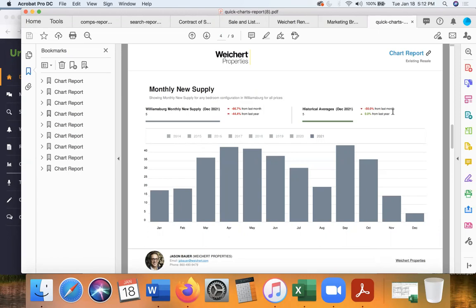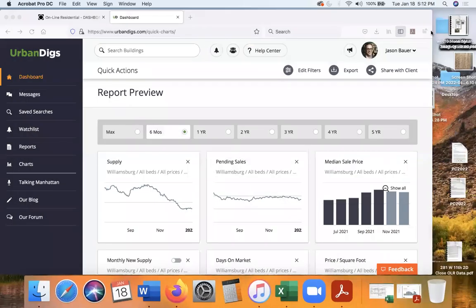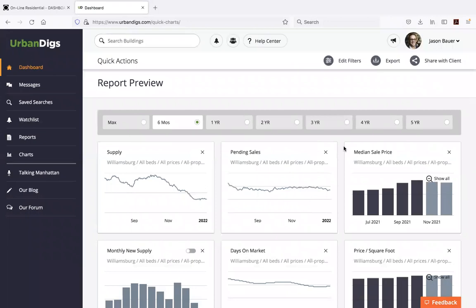You can take these charts and put them into a marketing brochure that you send out, right? The other thing that Urban Digs has that you can, again, share with anyone who's looking to buy in Williamsburg or sell in Williamsburg or whatever it is.